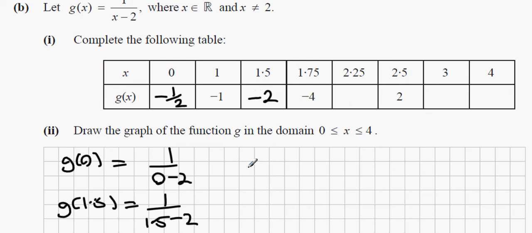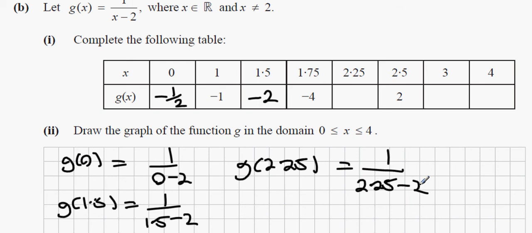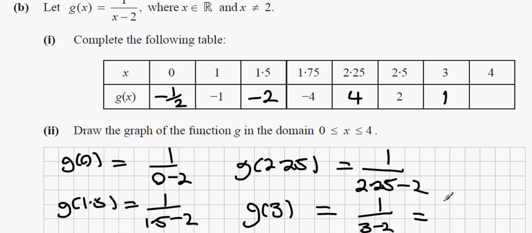g of 2.25 is going to be 1 over x minus 2. Replace x with 2.25 minus 2, and that's going to be 4. This one's going to be 2. g of 3 is going to be 1 over 3 minus 2, which gets us 1. And finally, last one, g of 4 is 1 over 4 minus 2, which is going to give us a half.